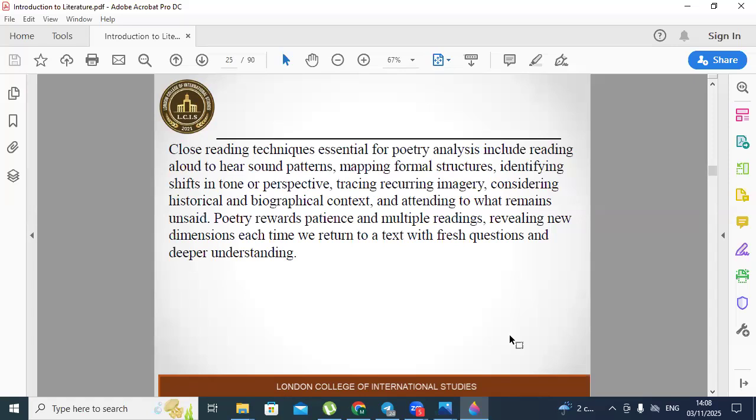Attending to what remains unsaid: poetry often works through implication and suggestion rather than direct statement. What is the poem not saying? What gaps or silences are significant? Poetry rewards patience and multiple readings, revealing new dimensions each time we return to a text with fresh questions and deeper understanding. Your first reading gives you a general sense. Your third or fourth reading reveals layers you initially missed.